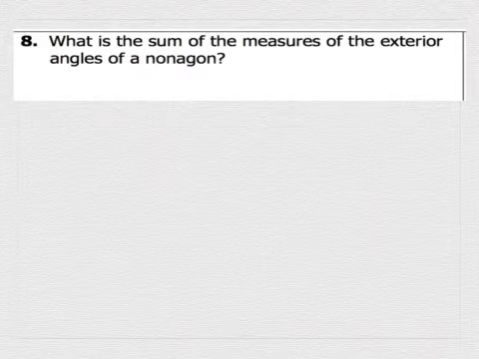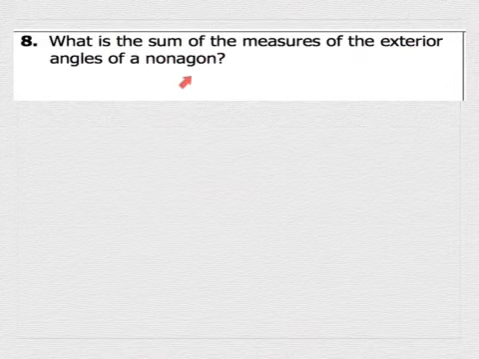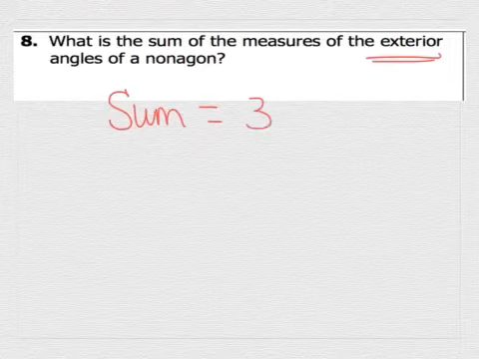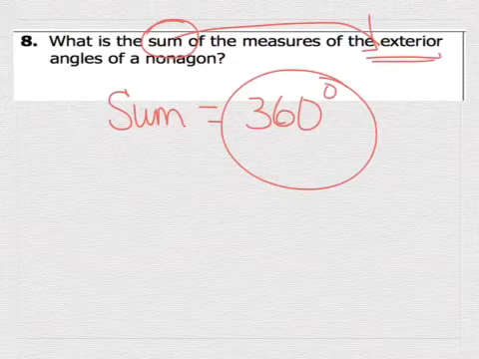Let's go through and see what this one states and what we need to do. It says, what is the sum of the measures of the exterior angles of a nonagon? Wait a minute, sum. So sum means all. Let's write that down. And it's 360. And it's 9 sides. Well, you would be tempted to divide by 9, but it wants all the exterior angles, and it's always equal to 360 degrees.